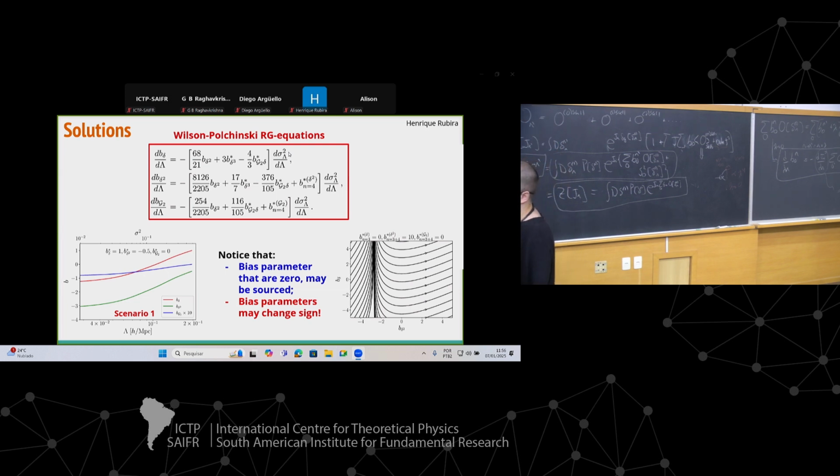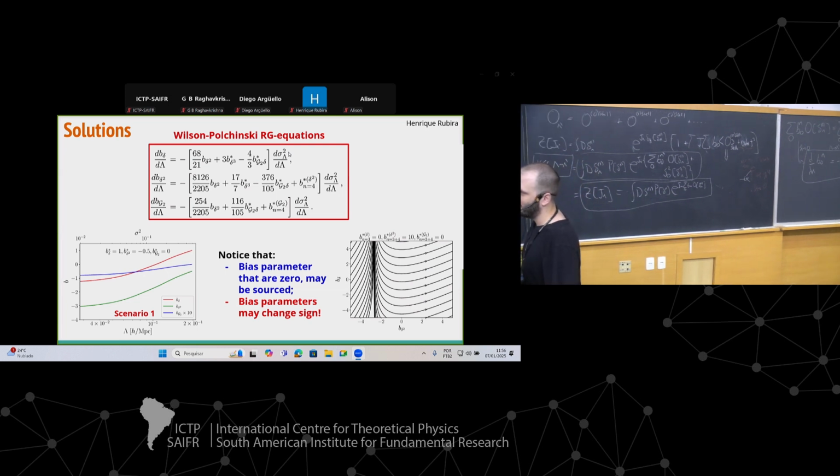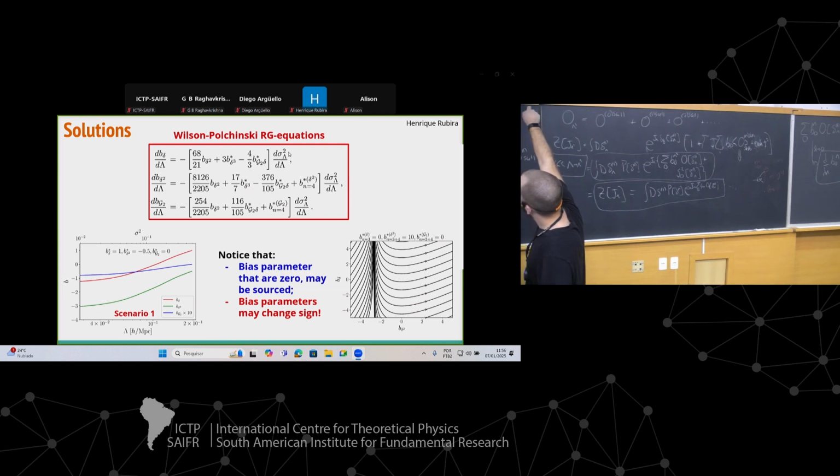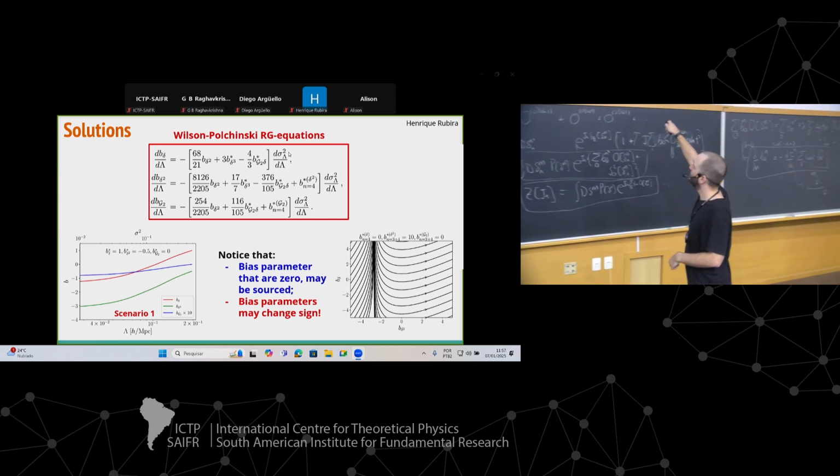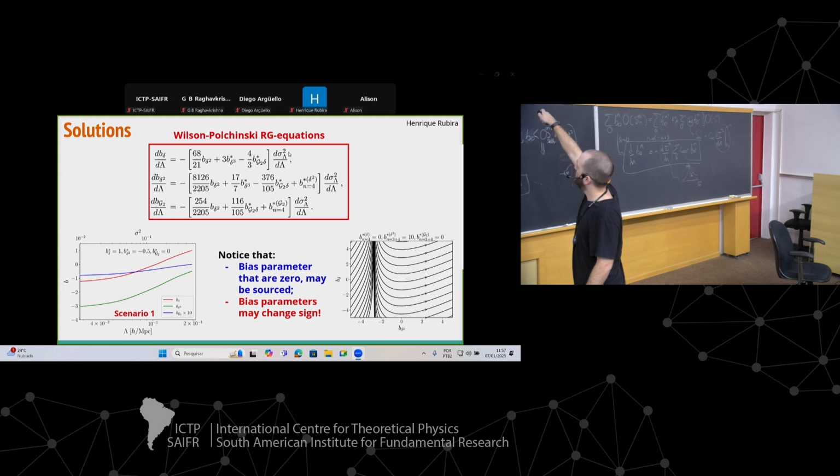It's a void, right? In a different lambda here. And what you see is that BG2, which was 0 in this cutoff, is also sourced. So it means that you have to include BG2, because if you just change lambda and BG2 was not initially there, it's going to be sourced. And then you can draw these kinds of schemes in which you run the bias parameters together and think about the RG flow together.